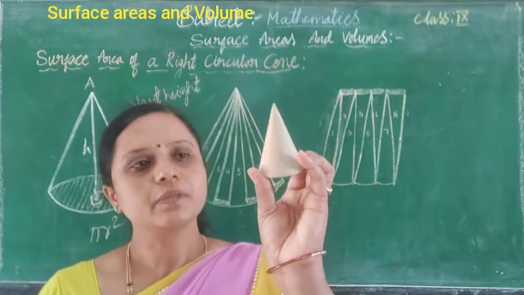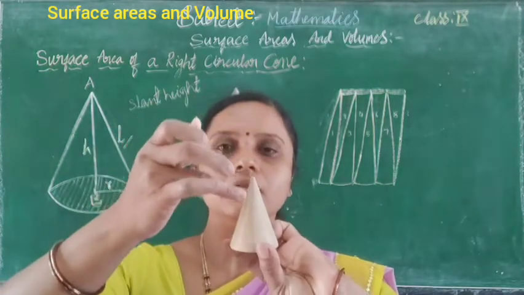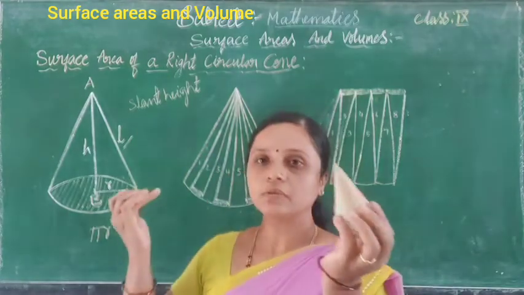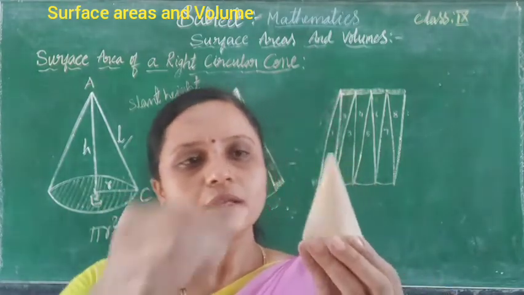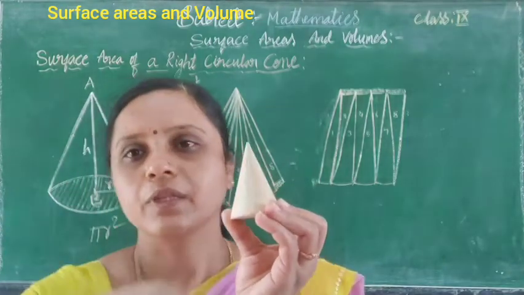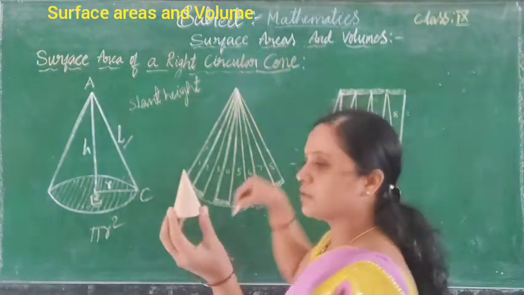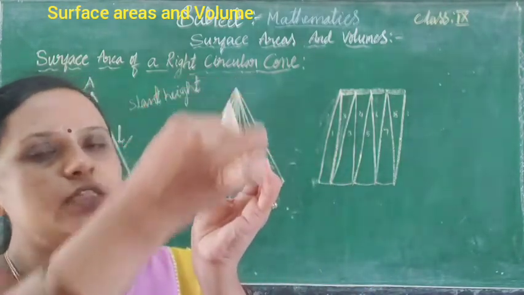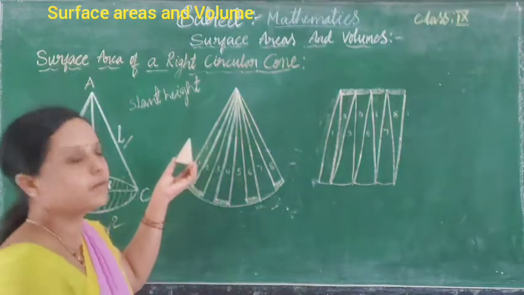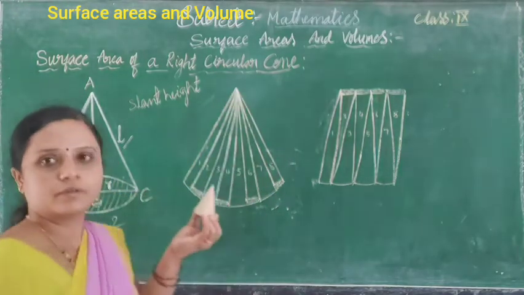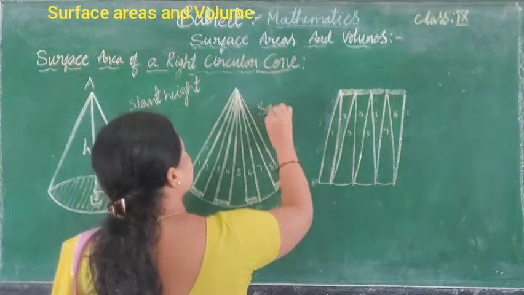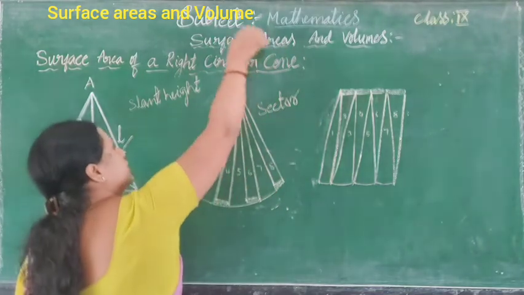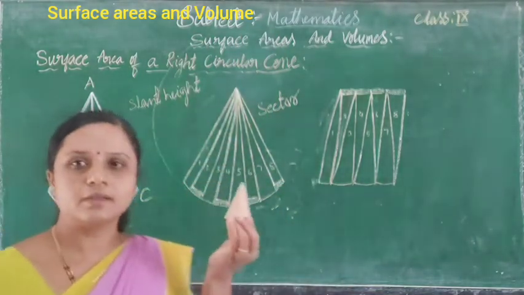Students, you can see this three-dimensional figure of the cone can be drawn on the blackboard in two dimensions. Suppose I take only this part of the cone, this shaded part. While taking this part of the cone and writing it on the blackboard, we get a sector-shaped figure. Sector means it is a part of the circle.